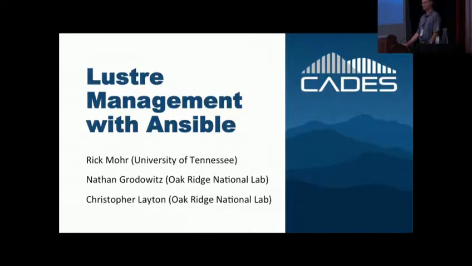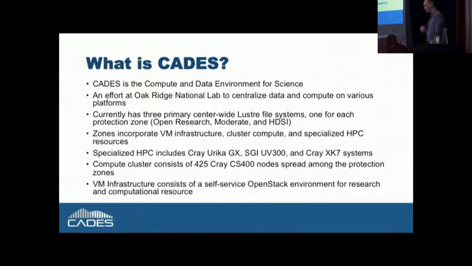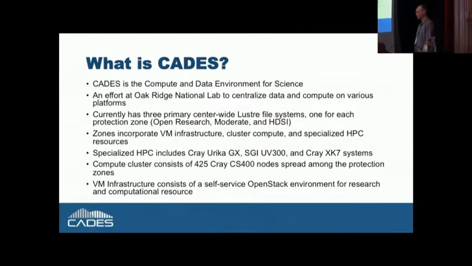So today I'm going to be discussing some of the work I've been doing with Lustre management with Ansible for the CADES project. CADES is the Compute and Data Environment for Science. It's an effort of the Oak Ridge National Lab to centralize some of their data and compute platforms. Right now, they currently have 3 primary Lustre file systems, one for each protection zone. They have one for open research, moderate, and one for HDSI.